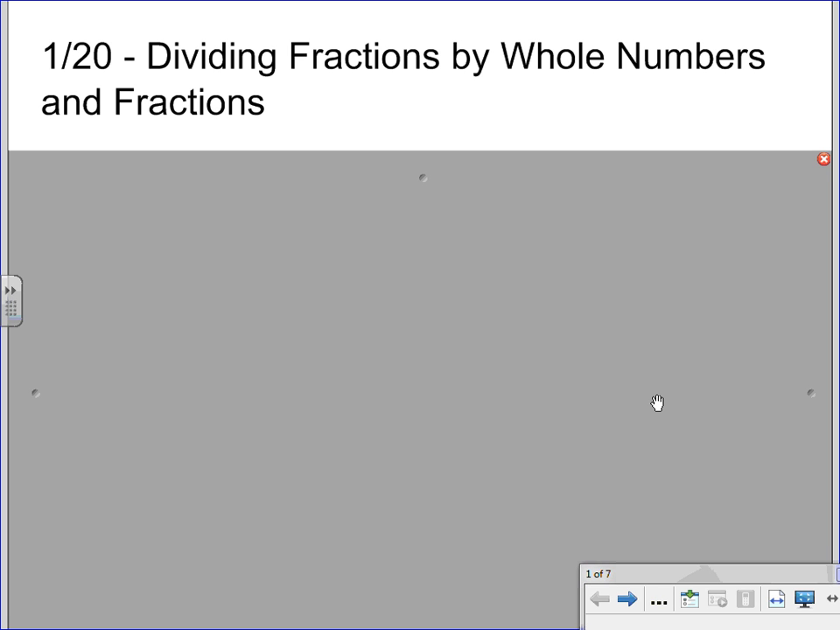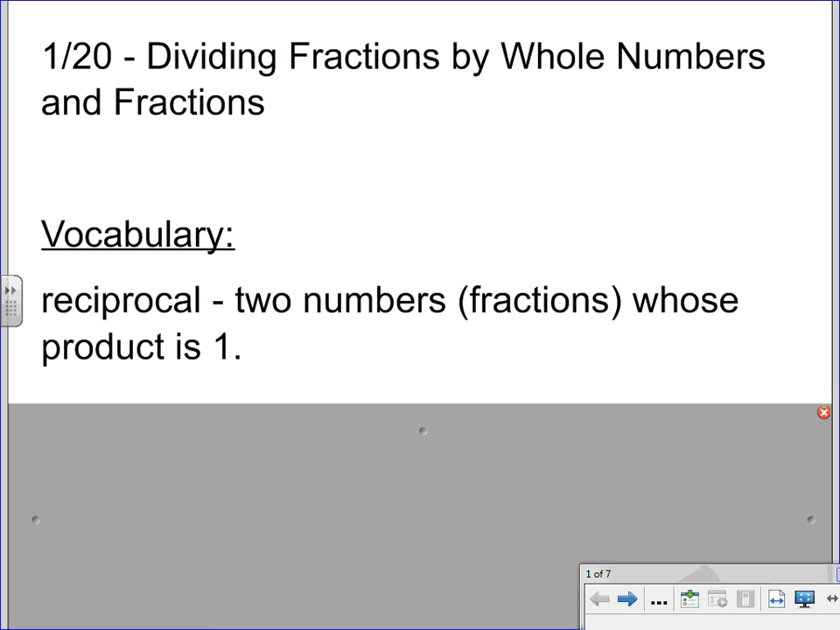we'll do this year. I do have one vocabulary term for you today, and that vocabulary term is reciprocal. A reciprocal definition is two numbers, and in this case we're talking about fractions, whose product is 1. Remember, product is the answer to a multiplication problem. So it's two numbers, or in our case, like today, fractions, that when we multiply them together, give me the whole number answer of 1.